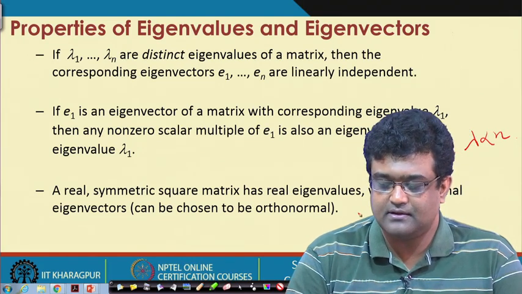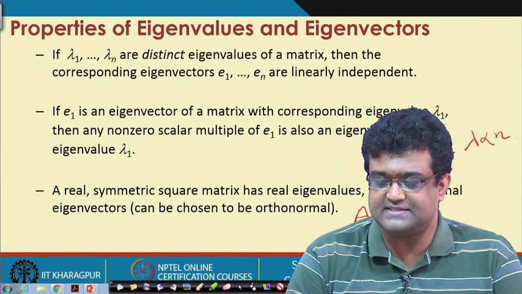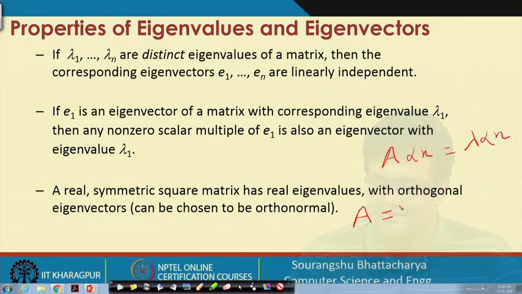In fact, if you calculate all the eigenvectors, you can write the matrix A as the matrix of eigenvectors U times lambda times U transpose. This is also called the eigenvalue decomposition of a matrix, where U is the matrix of all eigenvectors and lambda is the diagonal matrix of all eigenvalues.